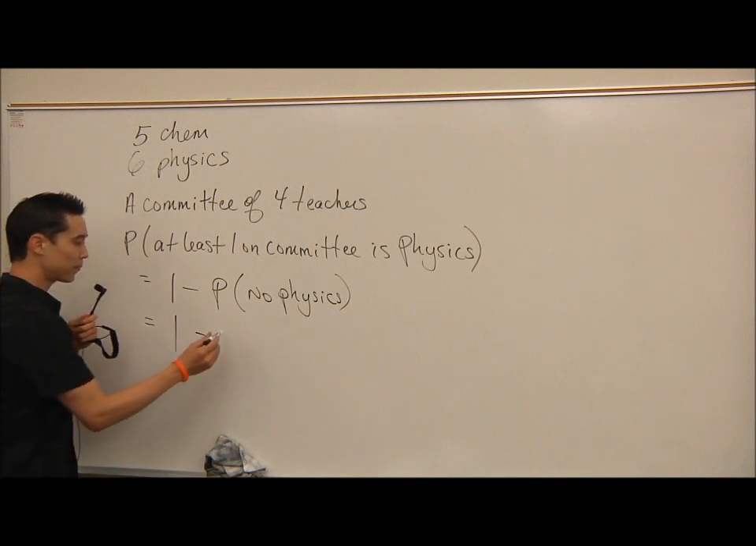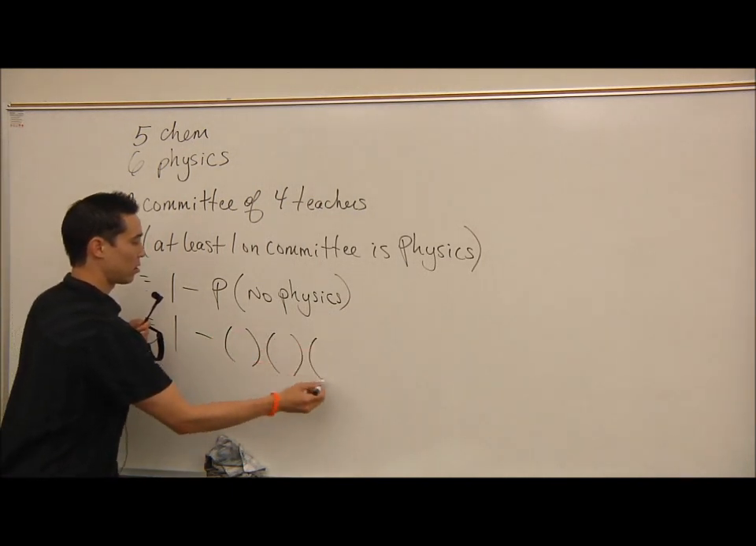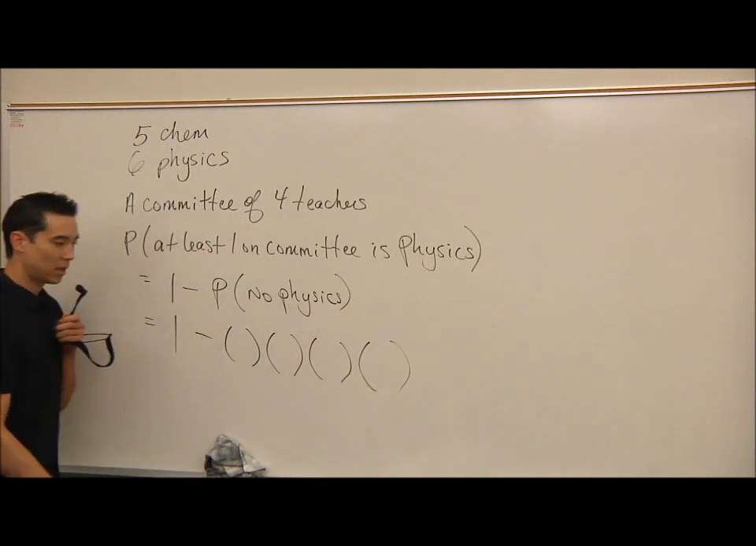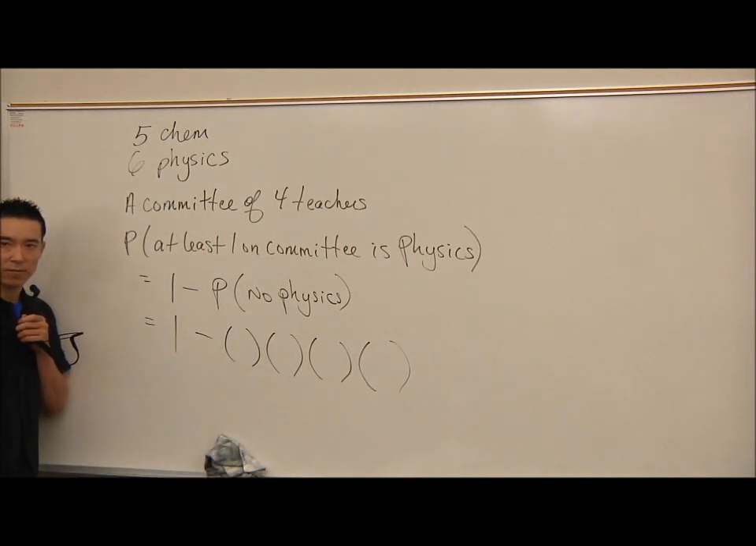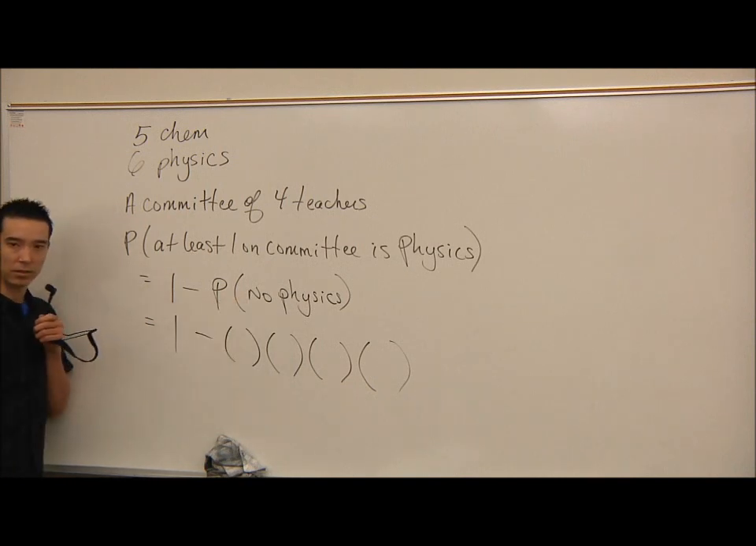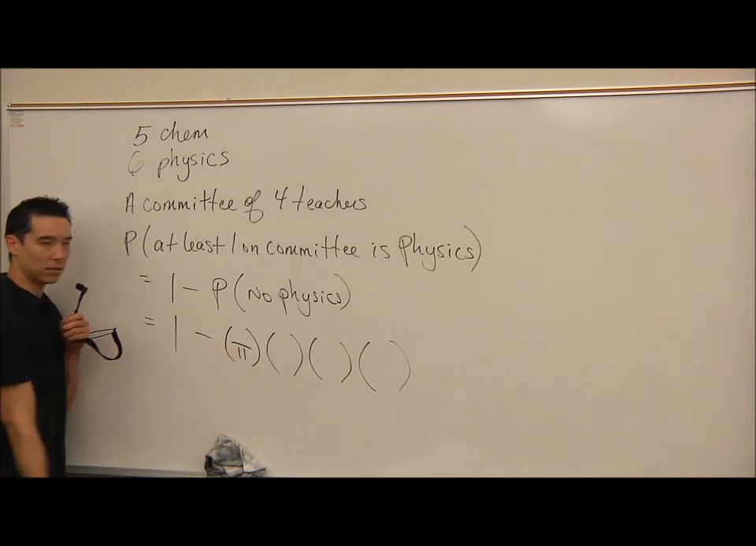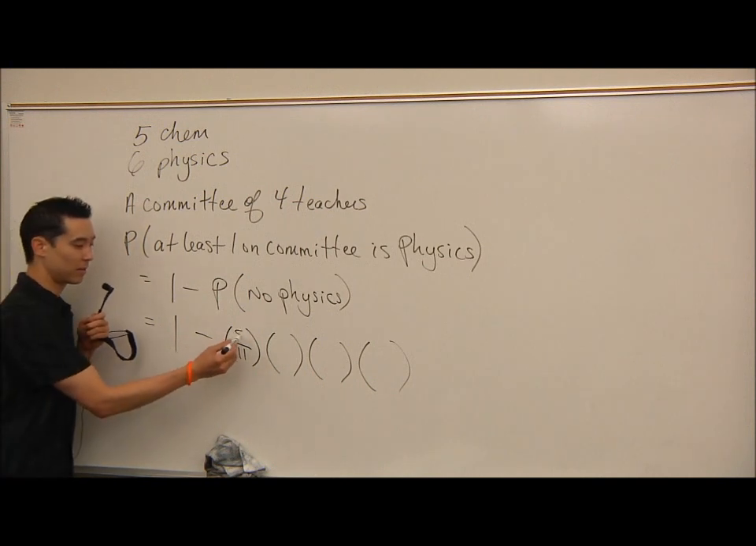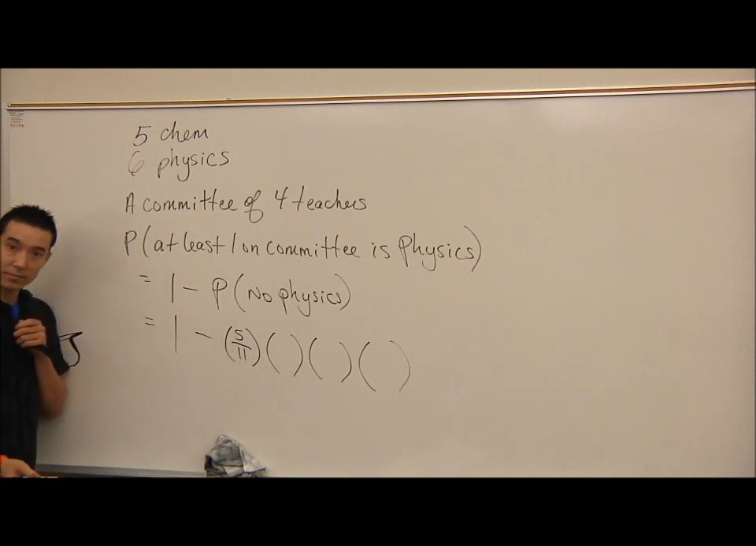How many teachers are we picking? 4 teachers. And I want you to give me the probability of all 4 teachers not being a physics teacher. How do I do that? What's the probability the first teacher I pick is not a physics teacher? How many teachers are there? 11. How many of them are not physics teachers? 5. That's a combination of things that we did last class together with at least ones. So the first teacher is not physics.